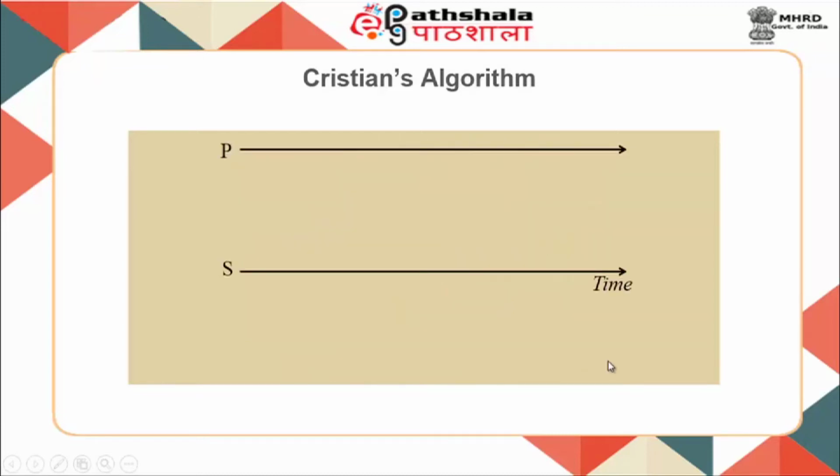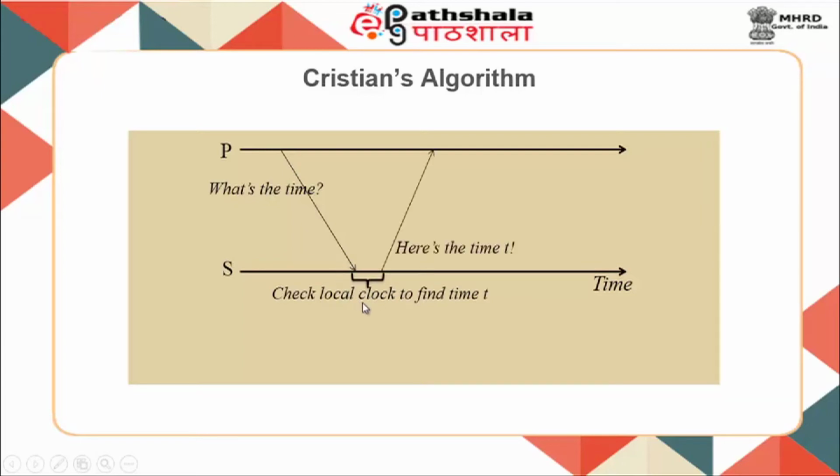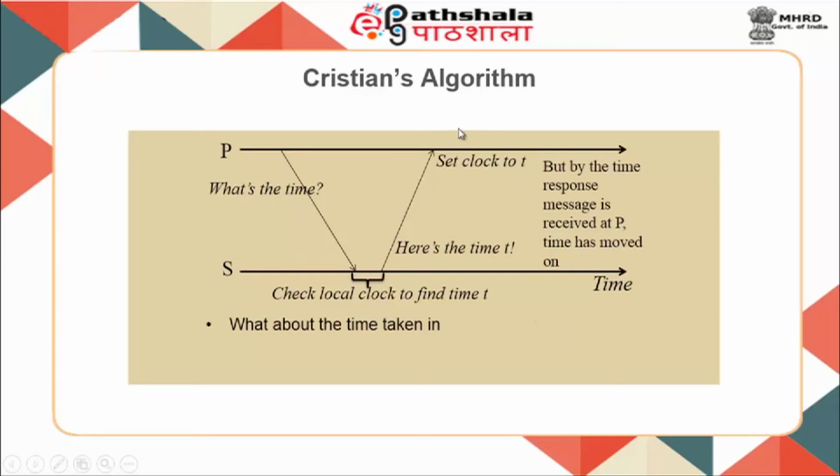This is called a timeline diagram, where every process is represented using a line, and this is how time goes. Here is our example, where P is a process asking the time server S what the time is, and the time server checks its time and sends the time, saying here is the time t. This is our third step, where the process P is supposed to set the clock. But is this the correct time t where the process should set its clock?